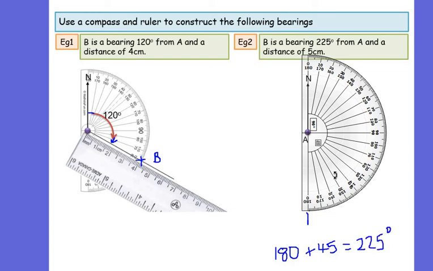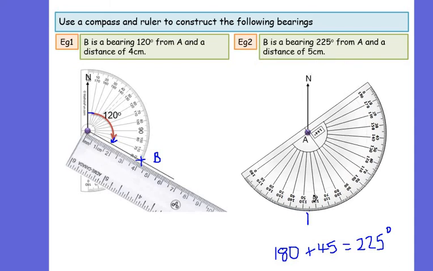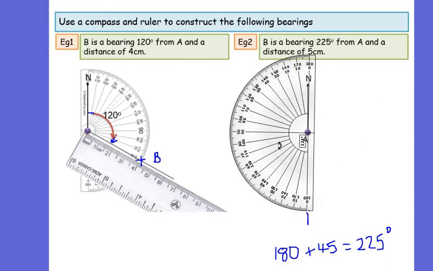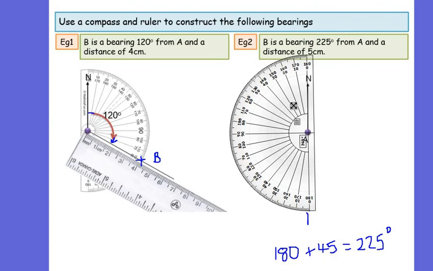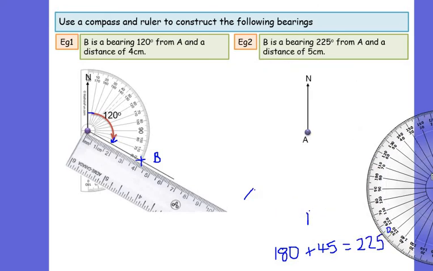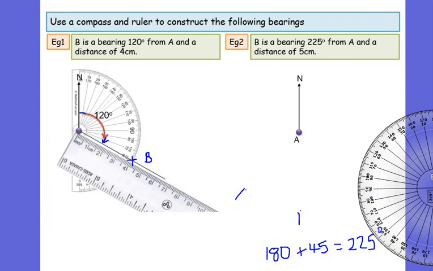So I've measured 180. Let's rotate the protractor around. I need to add on another 45, 10, 20, 30, 45. And there you have it. We know that B is somewhere along this line here. Let's draw in the line.